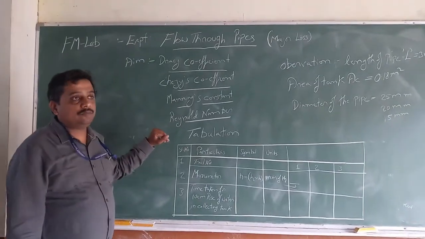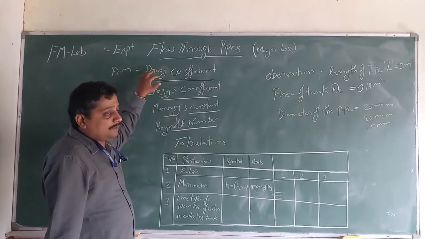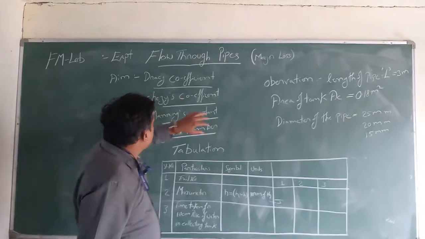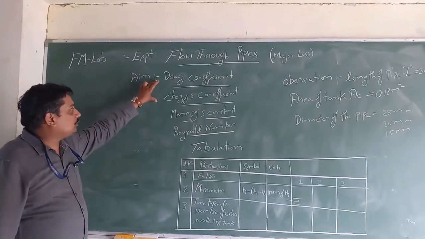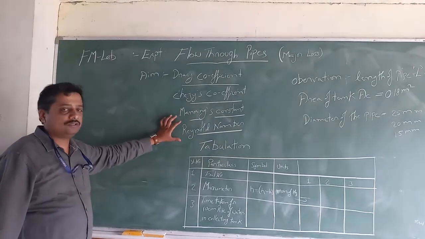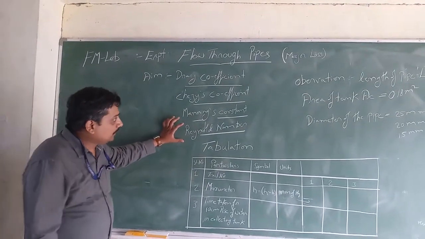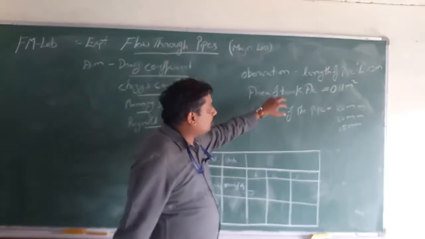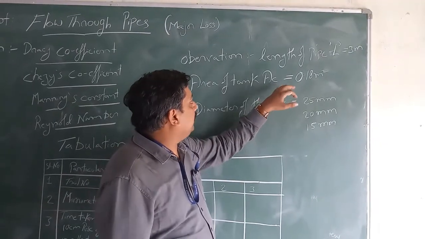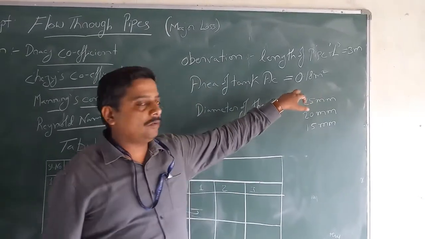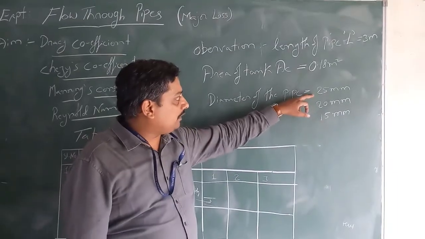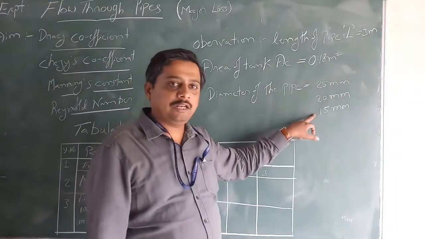So in this experiment, our experiment name is flow through pipes or major loss. Our aim is to find Darcy's coefficient, Chezy's coefficient, Manning's coefficient and Reynolds number. The observations are like we have got a tank area of 0.18 meter square. The diameters of the pipes are 25 mm, 20 mm and 15 mm.